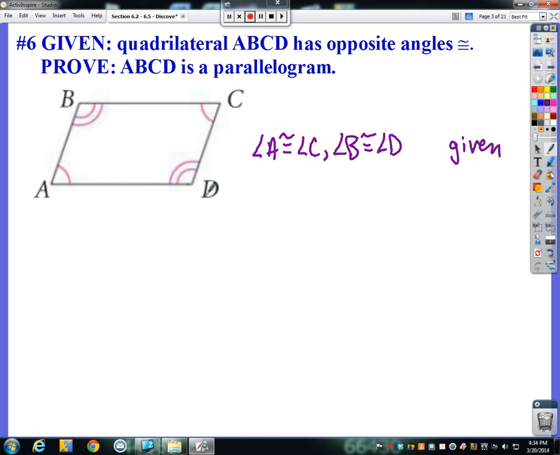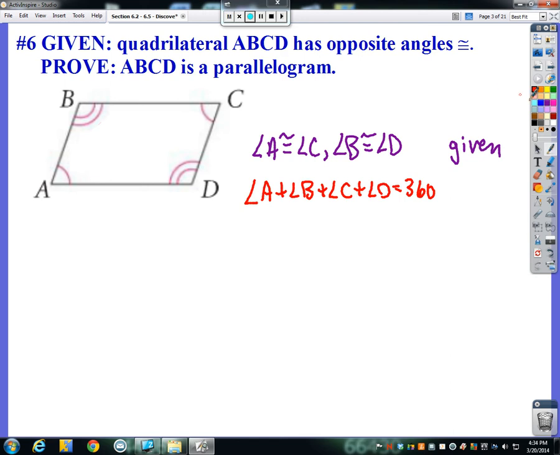Now, you could draw in diagonals in here and try to find congruent triangles, but we don't really have to go that far. What we can do is focus on what all four of those angles together must create. And they must make 360 degrees because it's a quadrilateral.